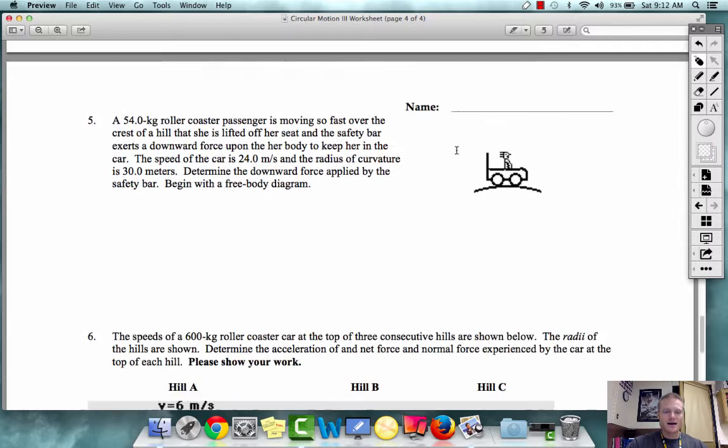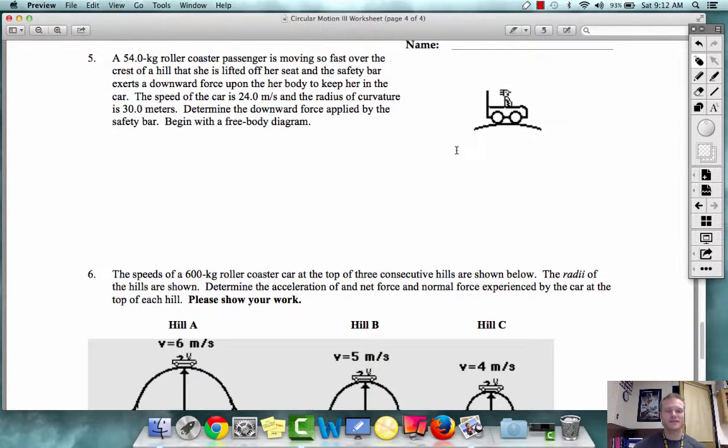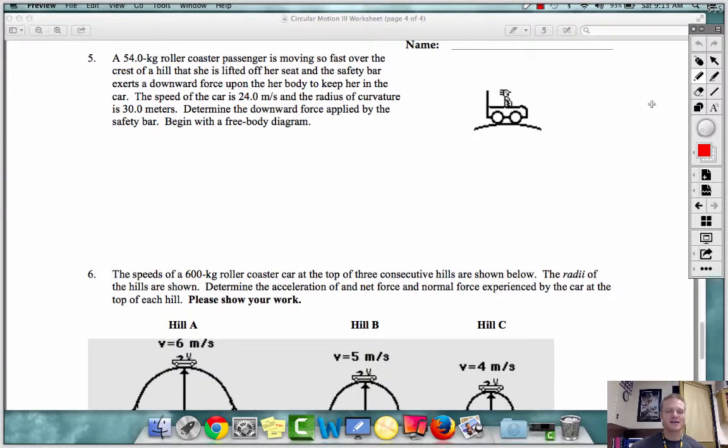Let's do one more problem that I think could be interesting in terms of challenging you guys. It's number 5 on the very back page. Number 5 says, a 54 kilogram roller coaster passenger is moving so fast over the crest of a hill that she is lifted off her seat and the safety bar exerts a downward force upon her body to keep her in the car. The speed of the car is 24 meters per second and the radius of curvature is 30 meters. Determine the downward force applied by the safety bar.